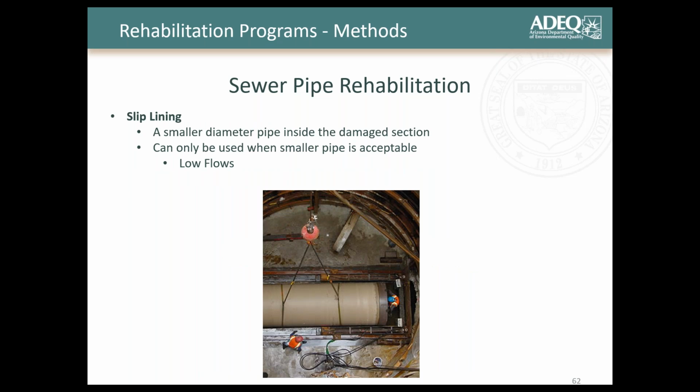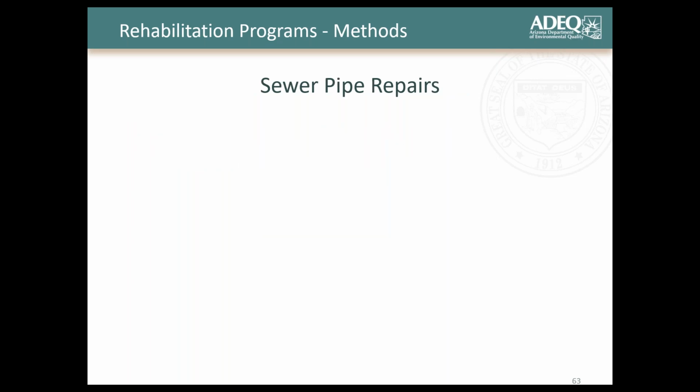There's also slip lining, very similar, right? You can see a picture of the slip lining happening at the bottom of the screen. You end up with a much smaller diameter pipe inside the damaged section, and it can only be used when the smaller pipe is acceptable, with lower flows. It really is just a matter of putting another liner or another section of pipe inside your existing pipe to help you make a repair there.